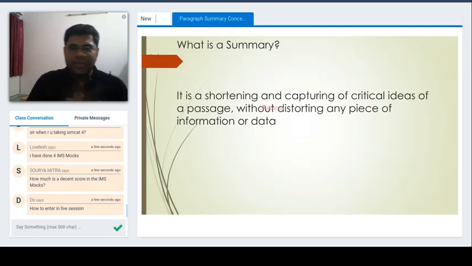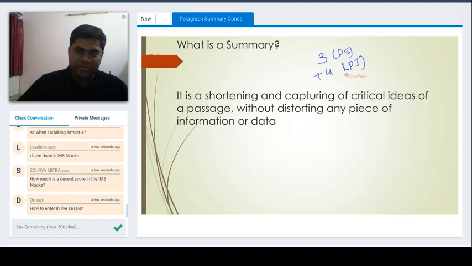So in the meantime, people, it is very important for us to understand the basic concept of paragraph summary. As you all know, last year in CAT 2018, we had 3 questions from paragraph summary. That's a big number. So I would put it as PS, and you had 4 from parajumbles, and then you had 3 questions from odd sentence. So all 3 taken together, there were 10 questions from verbal ability.